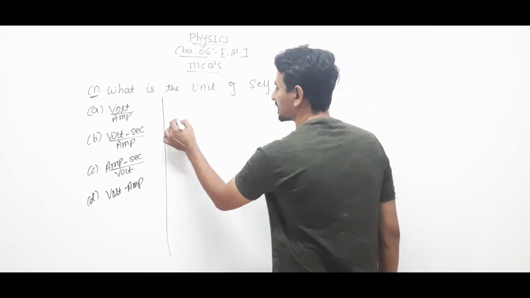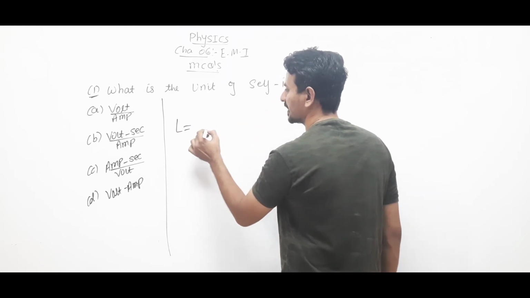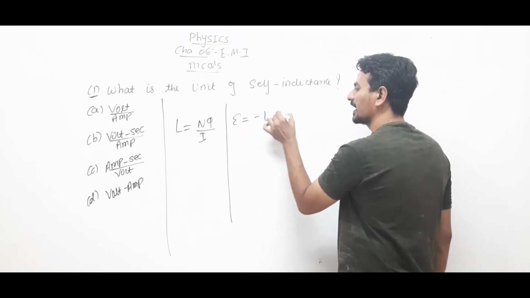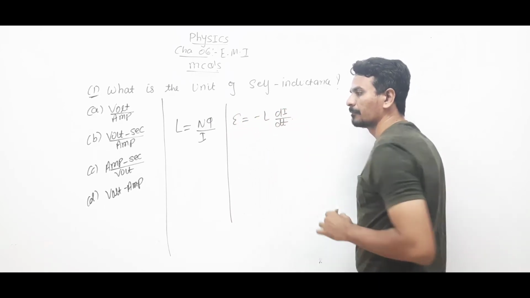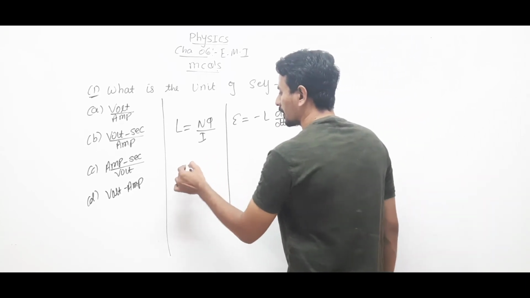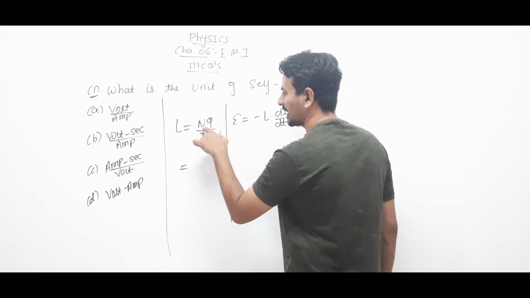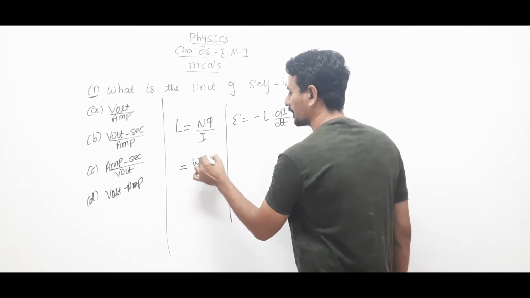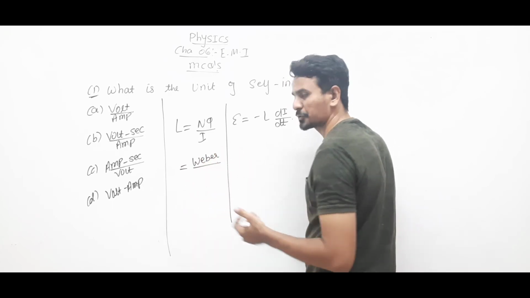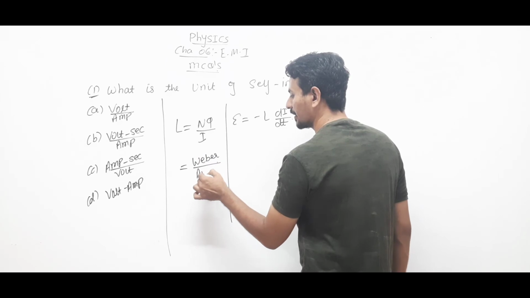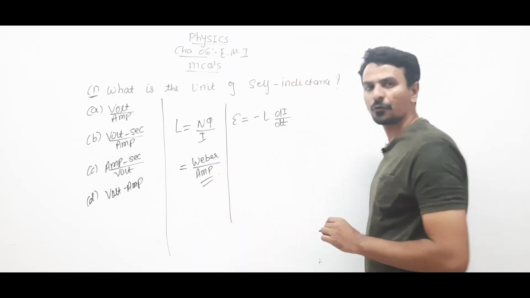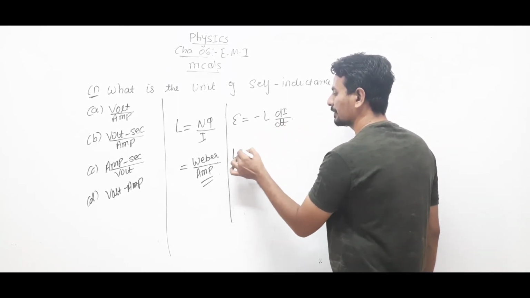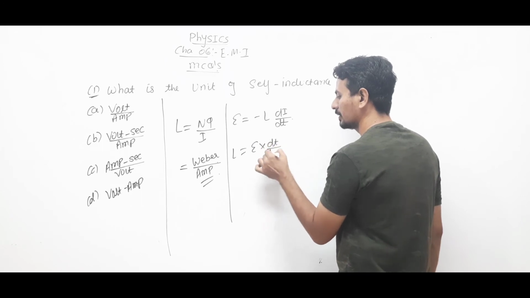Self-inductance basically has two formulas. Self-inductance L is equal to N phi by I, or EMF is minus L di by dt, right? Accordingly, the unit will be: N represents the number of turns, it won't have any unit. Phi represents the magnetic flux, the unit of flux is Weber or Tesla meter square. Unit of current is ampere. So one of the units of self inductance is Weber per ampere, and the other one, from this L can be written as E into dt by di.